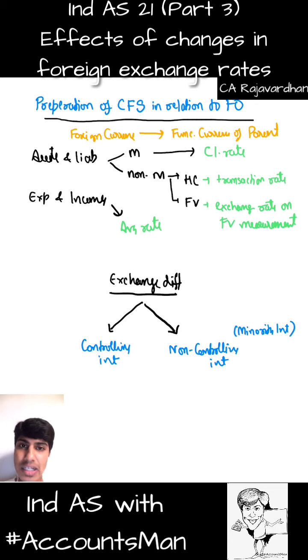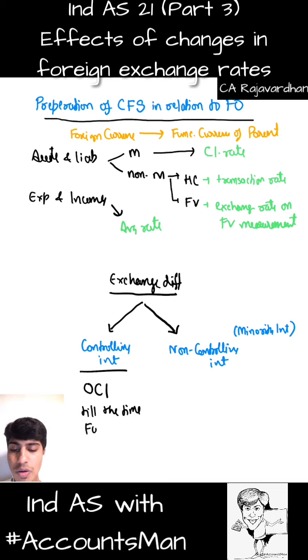However, with regard to controlling interest, this exchange difference will be kept in other comprehensive income. Where will it be kept? Other comprehensive income, till the time foreign operations are disposed. Yes, till the time I either acquire my foreign operations completely or I dispose of my entire investment in my foreign operations, I will keep it in OCI only.